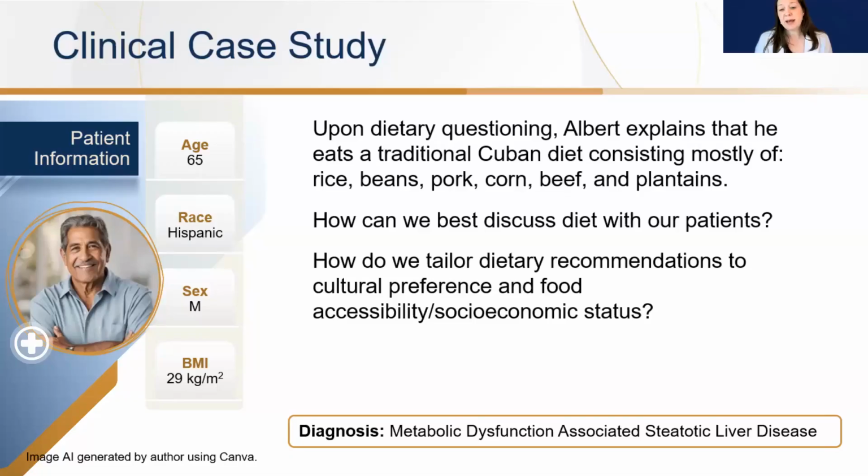So again, we've diagnosed Albert with MASLD, metabolic dysfunction associated steatotic liver disease. And unfortunately, because his non-invasive testing does not show MASH right now, we're going to talk to him about these lifestyle modifications to improve this fatty liver disease and prevent progression to MASH and cirrhosis.